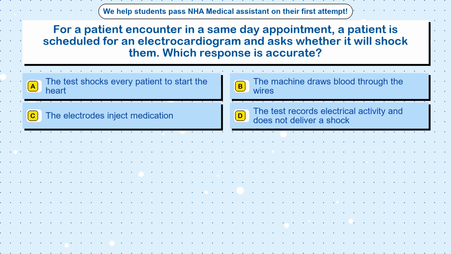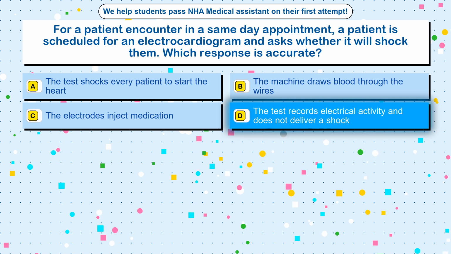Question 13. For a patient encounter in a same-day appointment, a patient is scheduled for an electrocardiogram and asks whether it will shock them. Which response is accurate? Option A. The test shocks every patient to start the heart. Option B. The machine draws blood through the wires. Option C. The electrodes inject medication. Option D. The test records electrical activity and does not deliver a shock. The correct answer is option D.